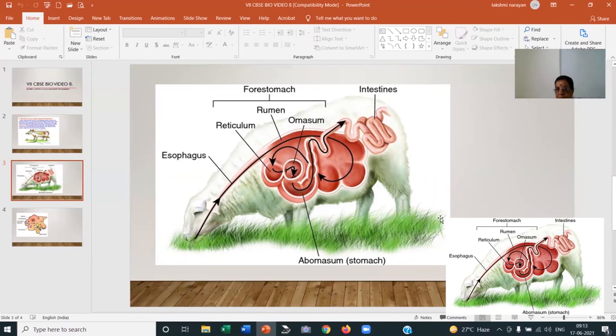Now, when cows or these ruminant animals eat grasses mainly, first they chew, take it in, and then it brings back the food and chews it well.